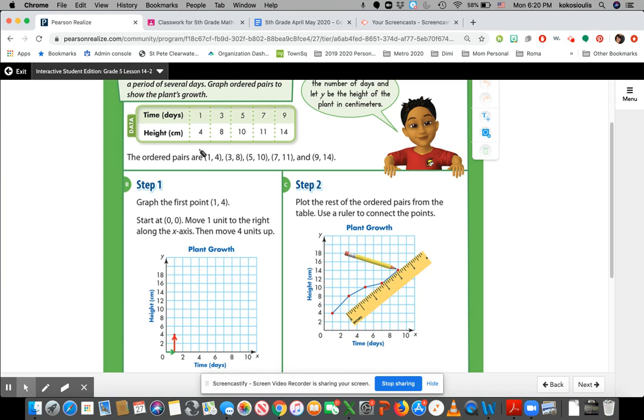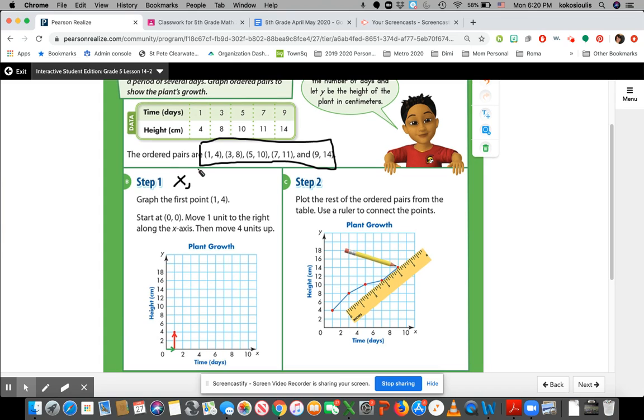We could also make these ordered pairs. Now, remember what we said about ordered pairs. First comes the X, which is left to right, and then you go up. I like to think of it this way: X comes first because first you've got to run before you rise, right? So I'm going to run 1 point for day 1. So here's my 1. And then I have to rise how many? 4. That's my Y. Notice though here, he has not put 1, 2, 3, 4, 5, 6.